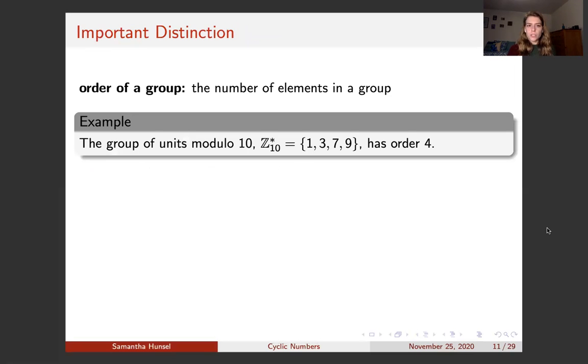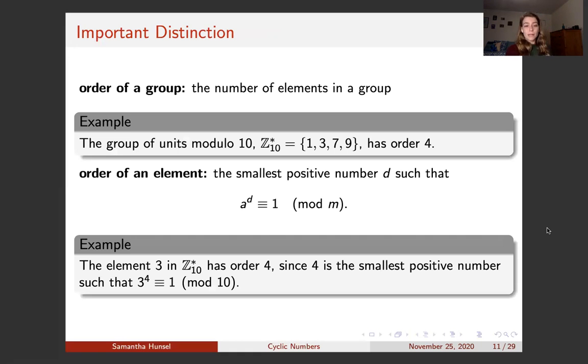I want to make an important distinction. I want to make sure that we know the difference between the order of a group and the order of an element. The order of the group is just the number of elements in the group. So the group of units modulo 10, Z star 10, has 4 elements, so the group has order 4. However, when we talk about the order of an element, that is the smallest positive number d such that a, an element in the group, to the d is congruent to 1 mod m. The element 3 in Z star 10 has order 4 because 4 is the smallest positive number such that 3 to the 4th is congruent to 1 mod 10. And so the order of the element and the order of the group, especially when we're talking about 10 and the group generated by 10, are similar.